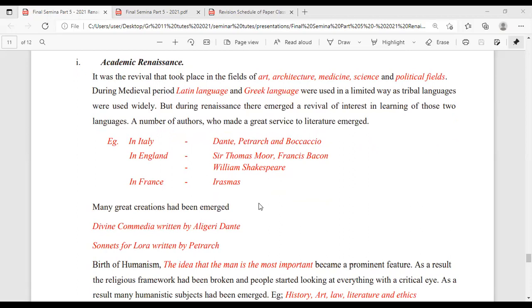Many great creations emerged. Divina Commedia, written by Alighieri Dante. Sonnets for Laura, written by Petrarch. Birth of Humanism.